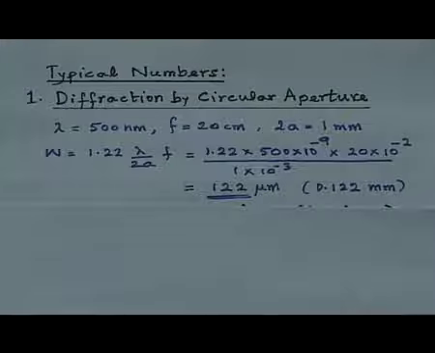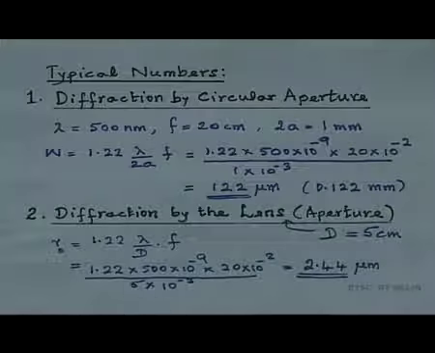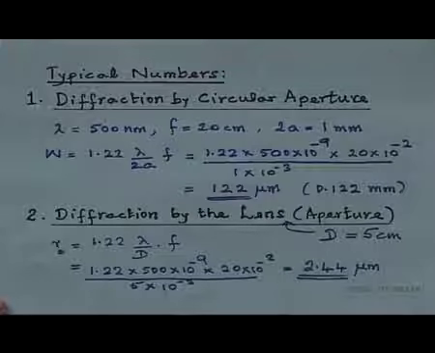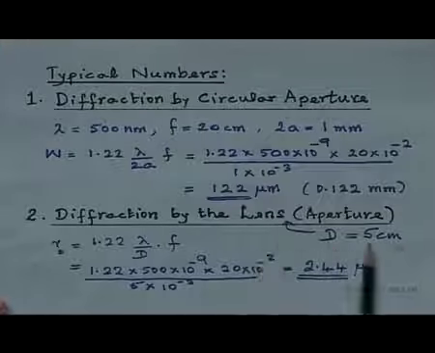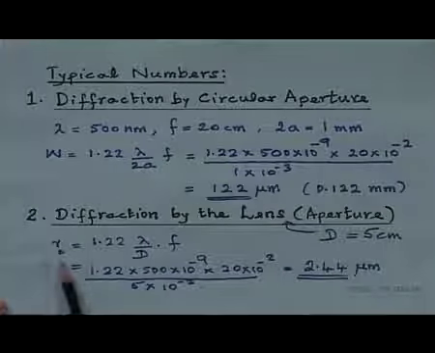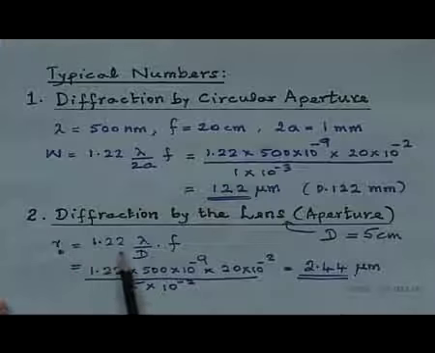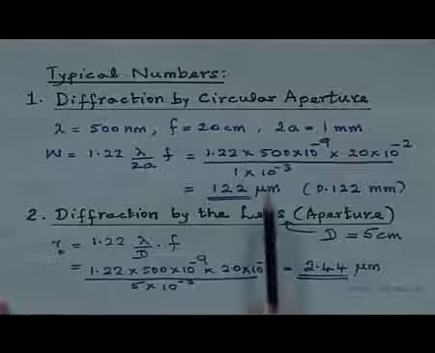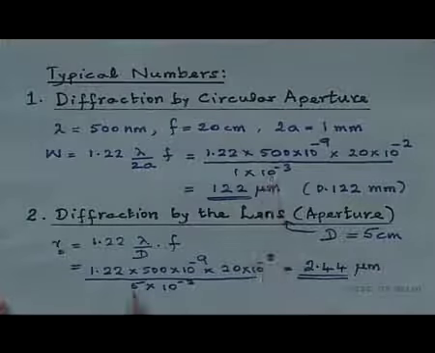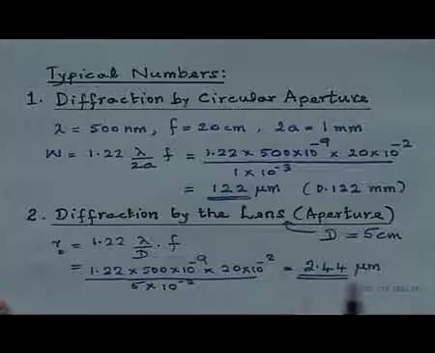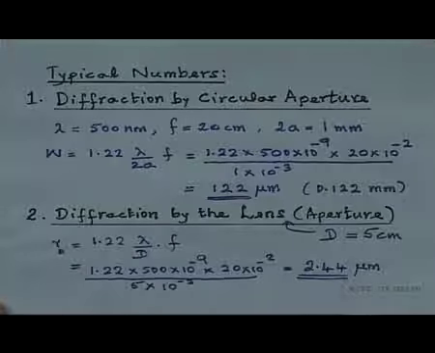If we consider the second case, when the aperture size is greater than the diameter of the lens, then we get diffraction by the lens aperture. The lens acts as an aperture. Let the lens have a diameter d equal to 5 centimeters, with the rest of the parameters the same. Then we have R 0 equal to 1.22 lambda by d into f. Substitute as before; the difference is that instead of 1 millimeter we now have 5 centimeters, 5 into 10 power minus 2 meters. This gives you a spot size of 2.44 micrometers.